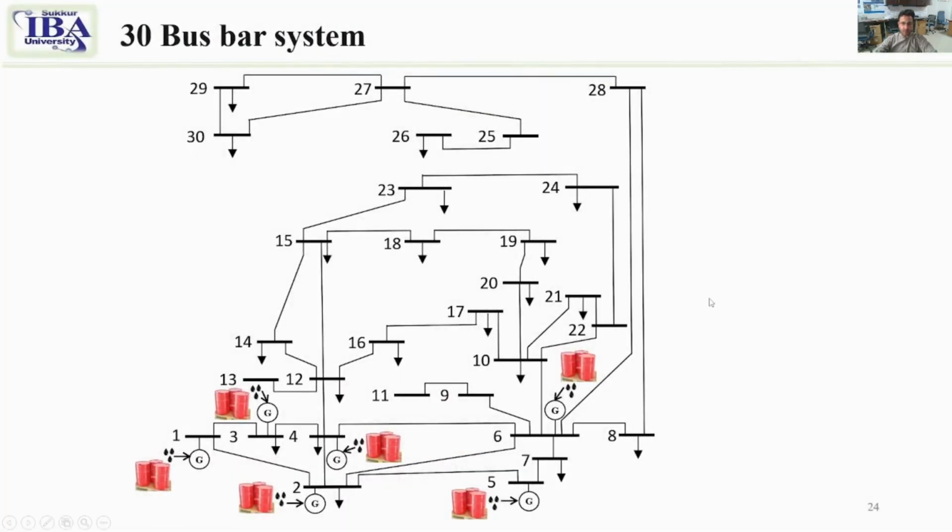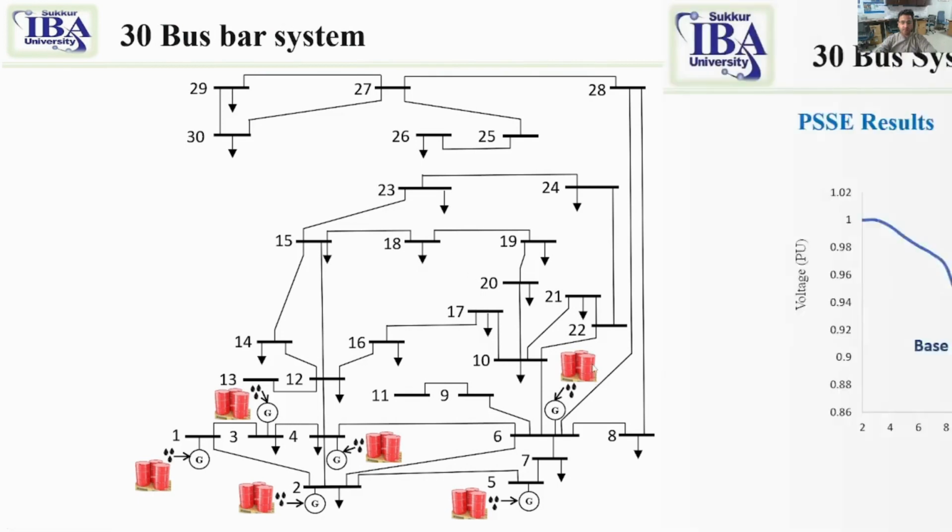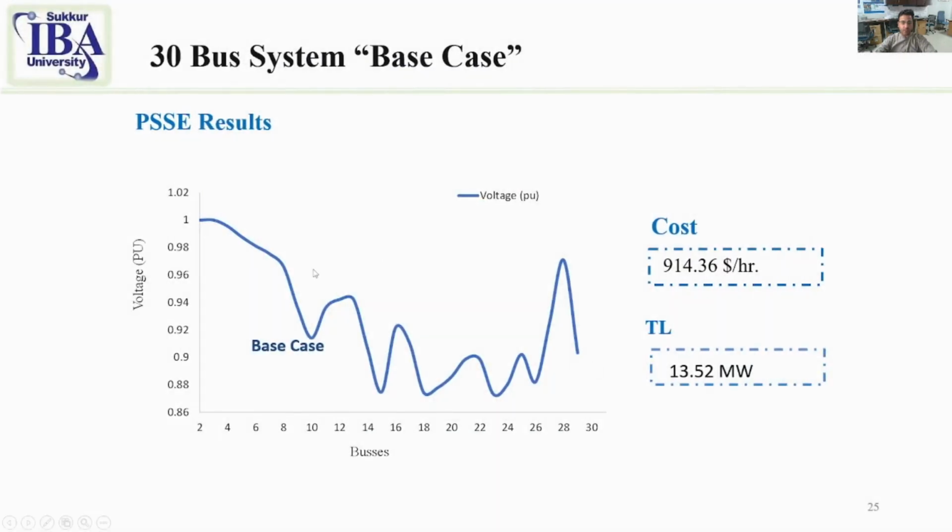So now after the 5 bus bar system, we move to the 30 bus bar system. Means we extended our 5 bus bar system to a 30 bus bar system. Again we have the 30 bus bar system base case, which we have taken from the PSS/E results. You can see the voltages are very much deviated. Here you can see the cost is $914.36 per hour. Also the total losses are 13.52 megawatt.